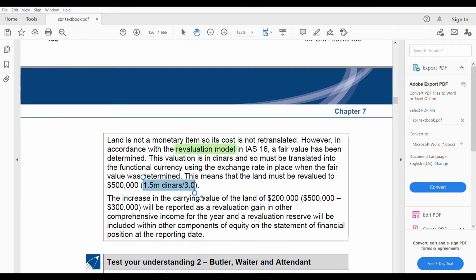Where will this increase in the carrying amount of the land be recorded? It is recorded in this place: revaluation gain in other comprehensive income for the year. Remember, if you're using the revaluation model under IAS 16, any revaluation gain goes into OCI. That you should know, okay? And the revaluation reserve will be included within other components of equity. So the revaluation reserve is taken as other components of equity in the statement of financial position at the reporting date. You should know the impact in both places, the statement of profit or loss and other comprehensive income as well as the statement of financial position.